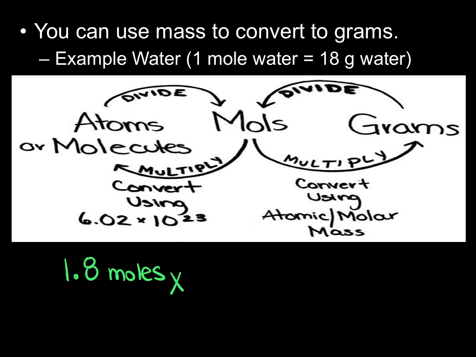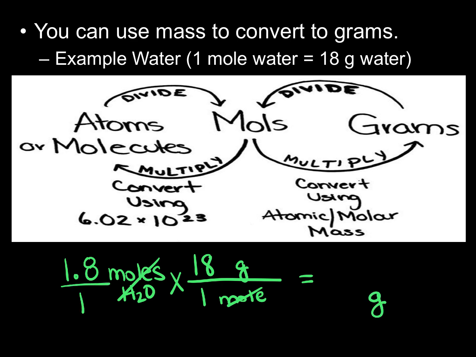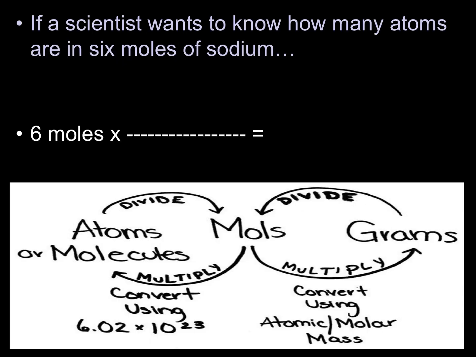We can also figure out how many grams we might need to get. For example, if we need to get 1.8 moles of water, we can set this up as 1 mole of water is equal to its molar mass of 18 grams in a mole. We don't want to know how many moles this is. We want to know how many grams this is. So we would be taking 1.8 times 18 over 1. So we're just going to multiply 1.8 times 18, and that means that we would need to get 32.4 grams of water.